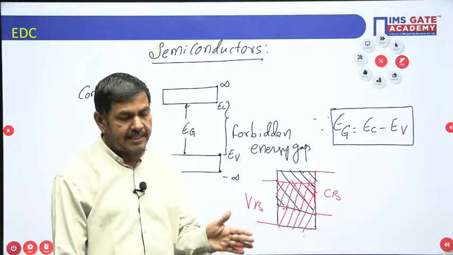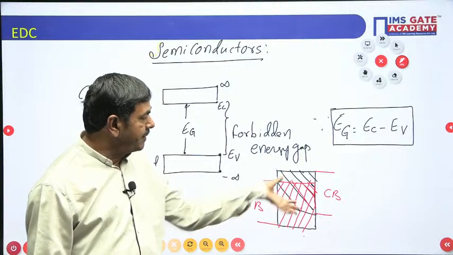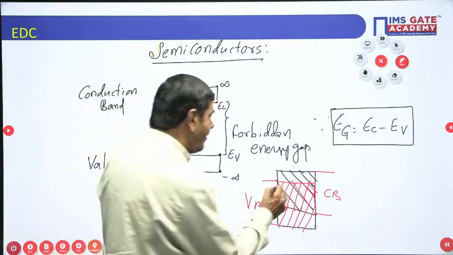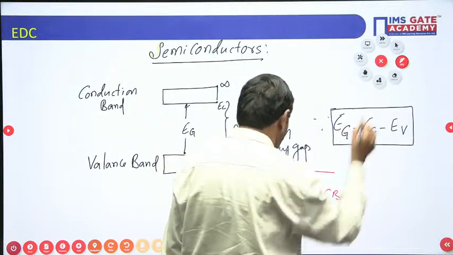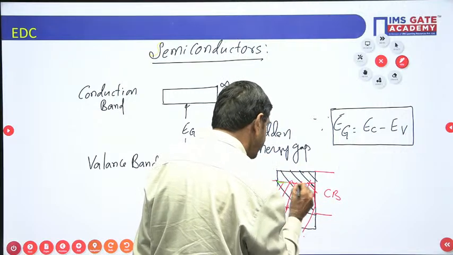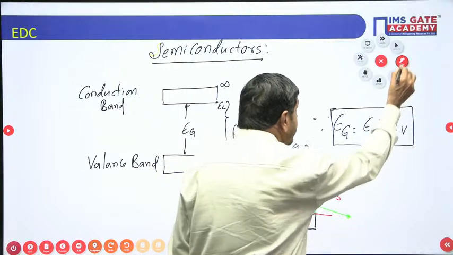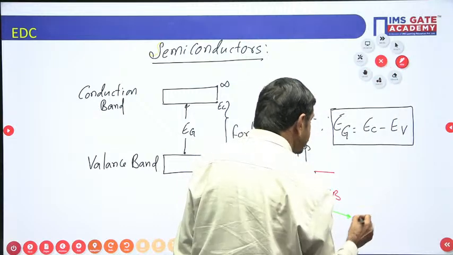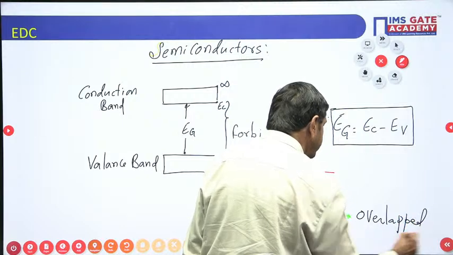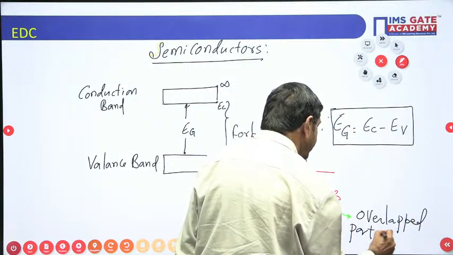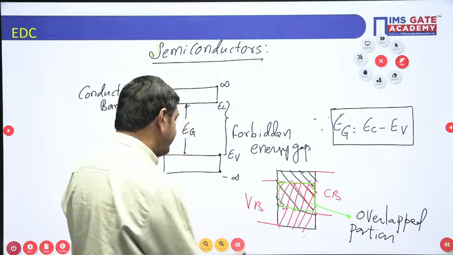That means the valence band and conduction band are overlapped one over another. Just overlapping is done. This portion we can call the overlapping portion. This is the overlapped portion, I can say. This is for the conductors.